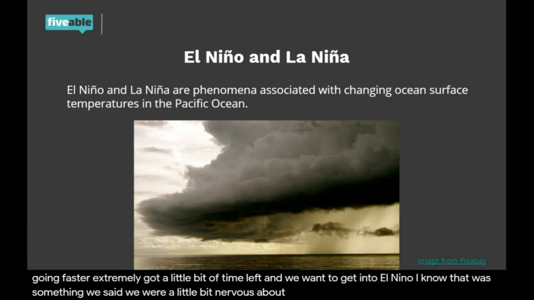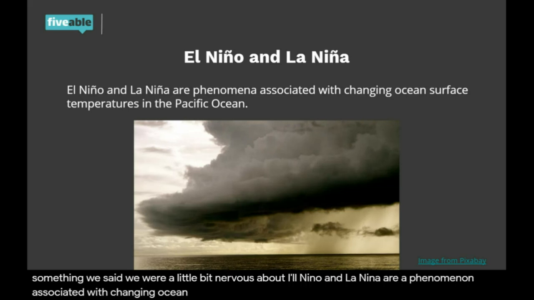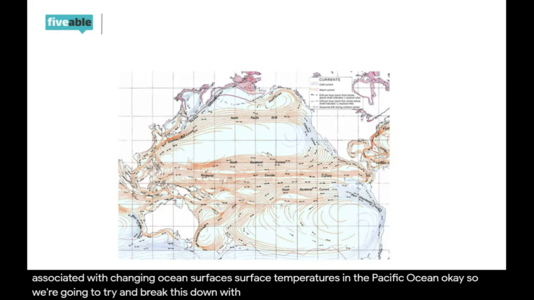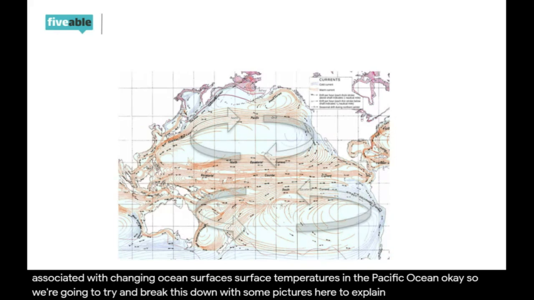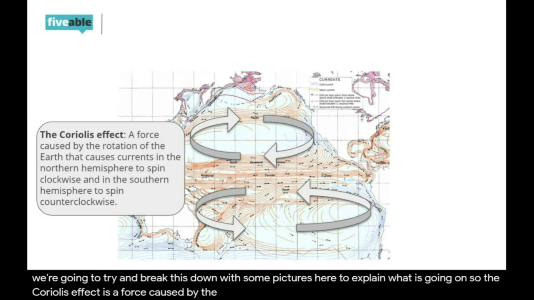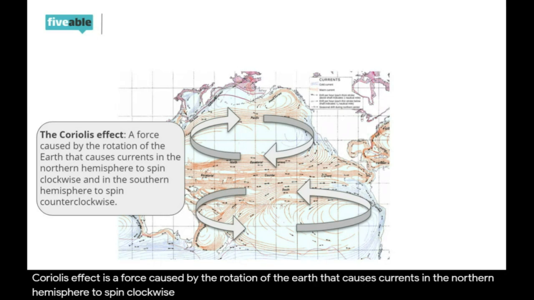All right. El Nino and La Nina are a phenomenon associated with changing ocean surface temperatures in the Pacific Ocean. Okay, so we're going to try and break this down with some pictures here to explain what is going on. So the Coriolis effect is a force caused by the rotation of the Earth that causes currents in the northern hemisphere to spin clockwise and in the southern hemisphere to spin counterclockwise.